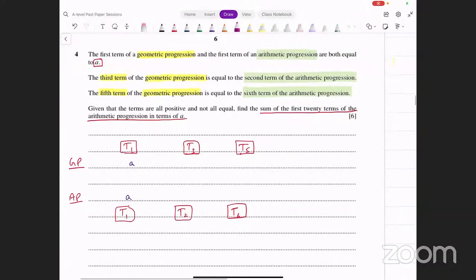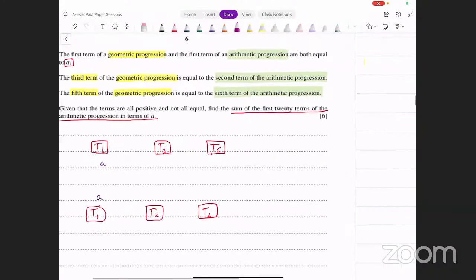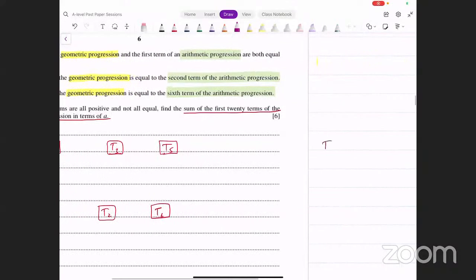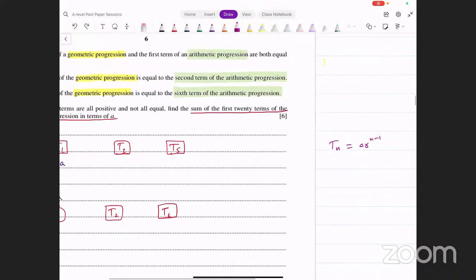GP का term formula क्या होता है? आपके पास formula sheet में दिया होता है. It looks like this. Tn equals A into R raised to power n minus 1. This is the term formula for a GP. उसने Un लिखा होता है वहाँ पे. That's okay. It's the same thing. For an AP, the term formula is A plus n minus 1 times the difference. That's the term formula for an AP.